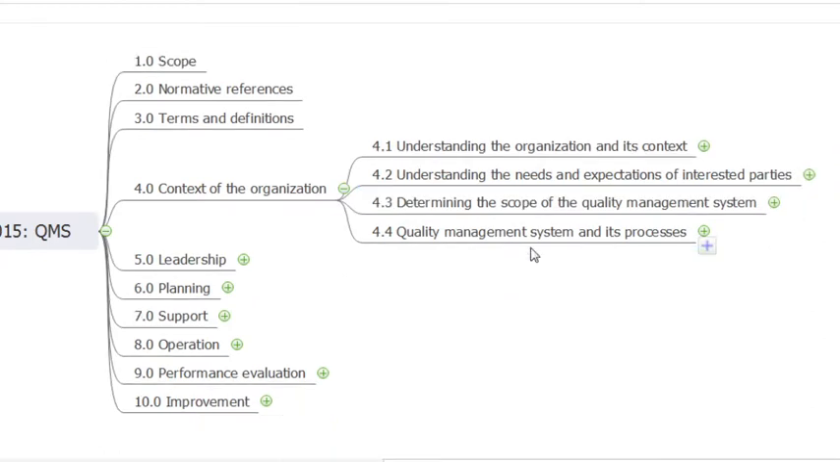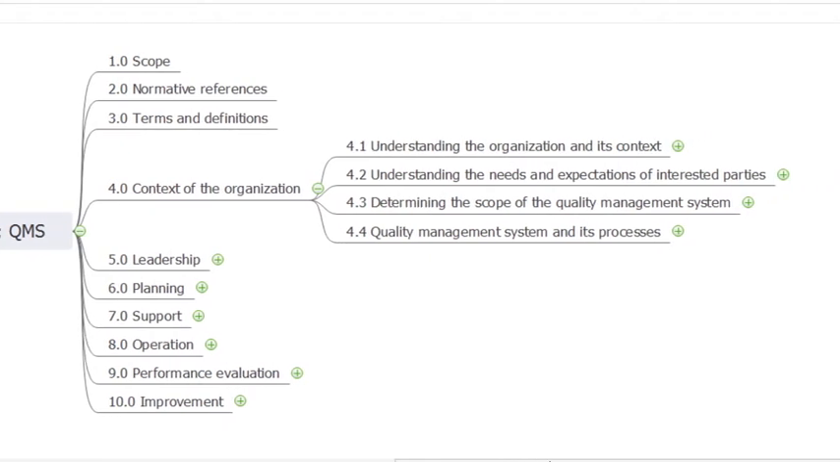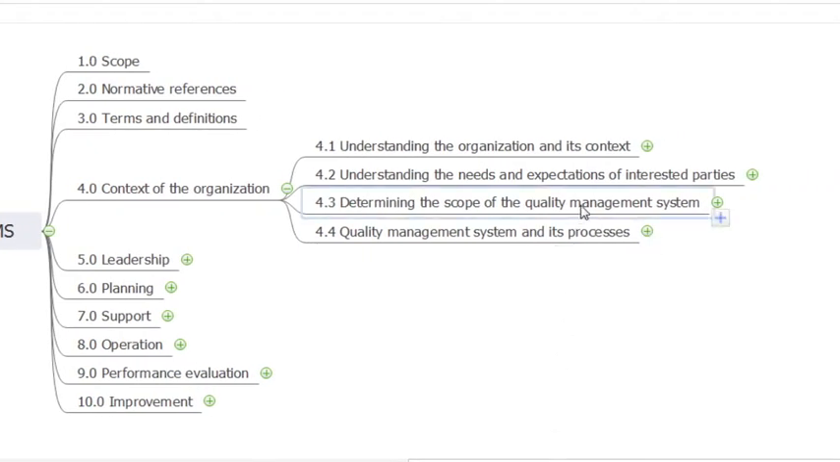These are the subclauses. Clause 4.1, understanding the organization and its context. 4.2, understanding the needs and expectations of interested parties. Clause 4.3, determining the scope of the quality management system. Clause 4.4, quality management system and its processes. These are the subclauses defined in the context of organization, clause number 4.0.